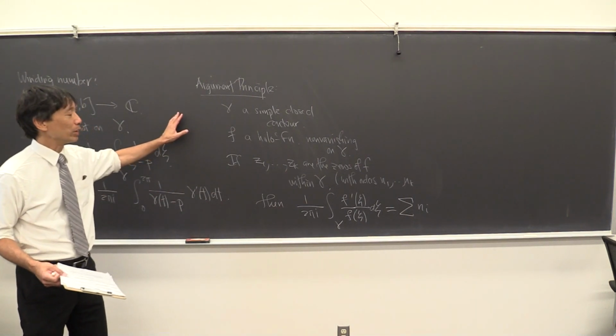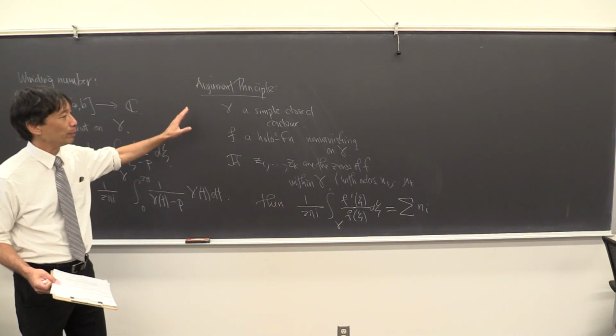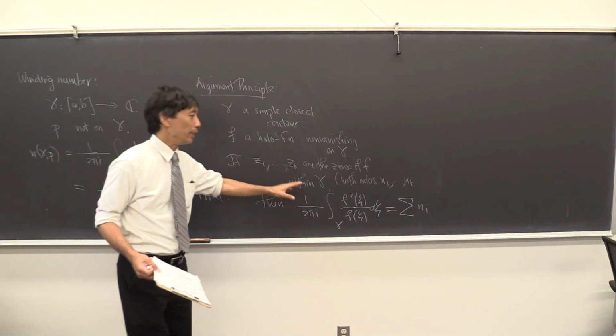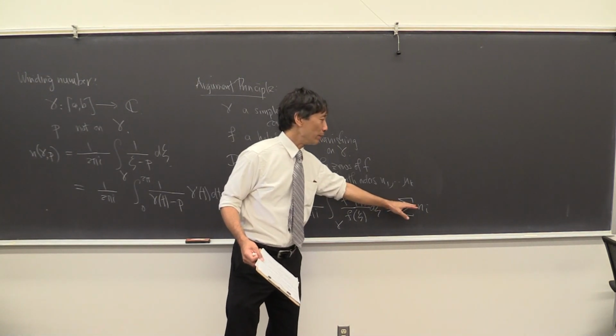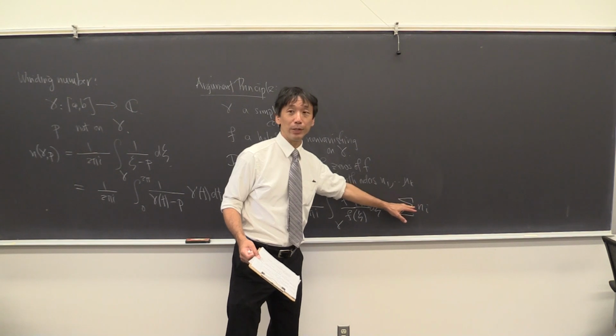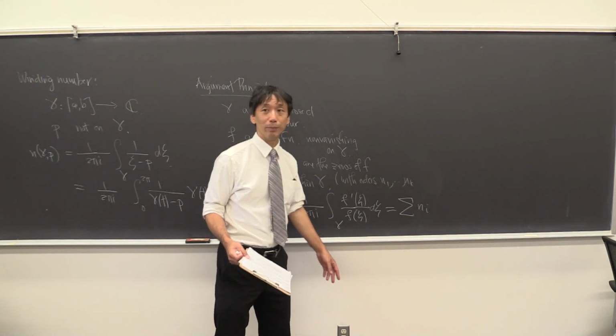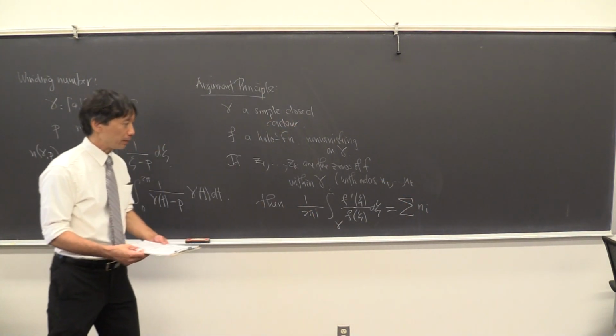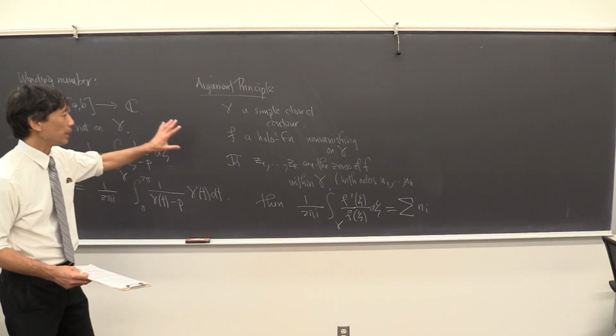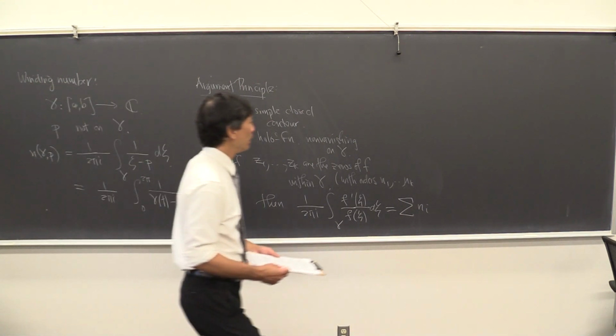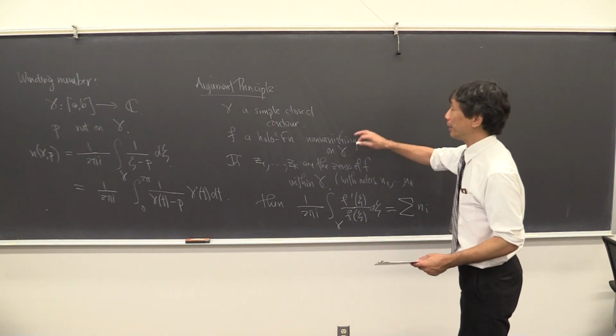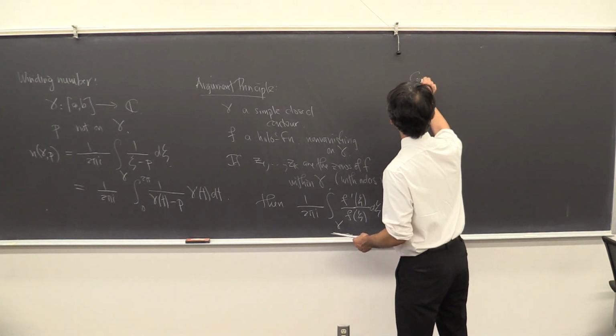So this was the argument principle, and then if we did this with a meromorphic function, then you would get the sums of the multiplicities of the zeros minus the sums of the multiplicities of the poles, right? Okay. So that's that.